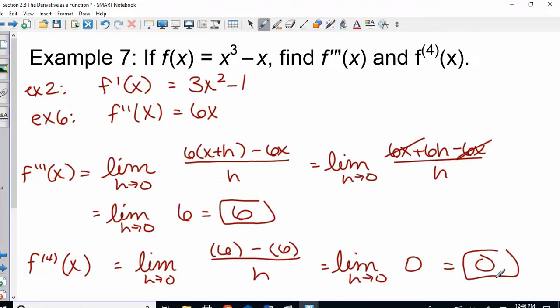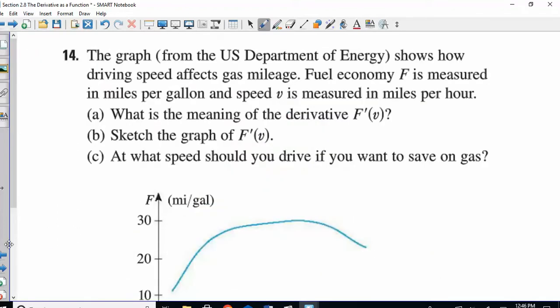Let's look at a couple of the examples on here. So I worked through 2 and 6 yesterday. These are similar to some of your homework problems. Let's take a look at this one.